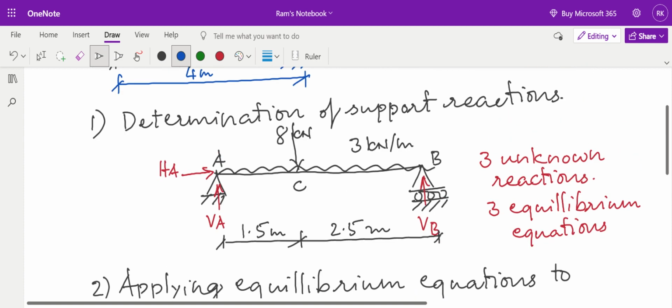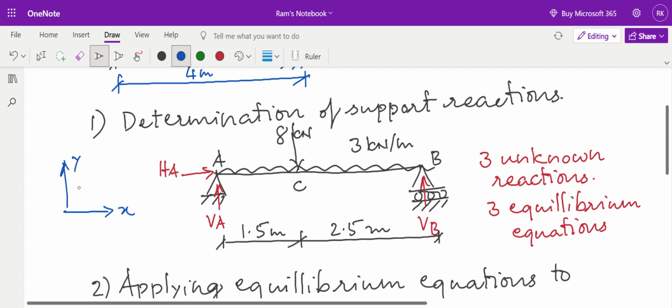So we'll start from VA, going from A to B. We'll consider all the forces acting in y direction now. This is my x direction. Let me have the reference. This is my x direction. This is my y direction.